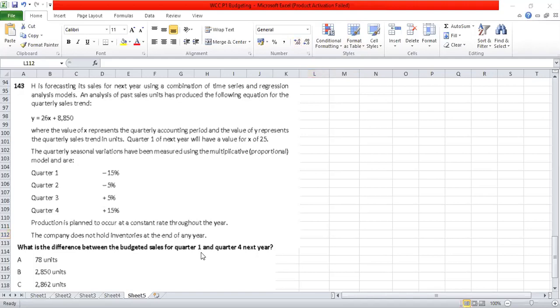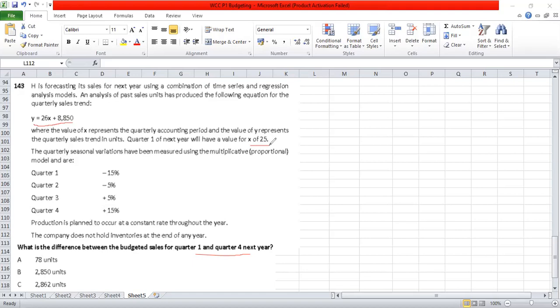We are provided with the linear equation: y is equal to 26x plus 8,850. The x value for the time period is taken as 25. Quarter 1 of next year will have a value for x of 25. So we just have to substitute that. That is simple. That is forecasting.